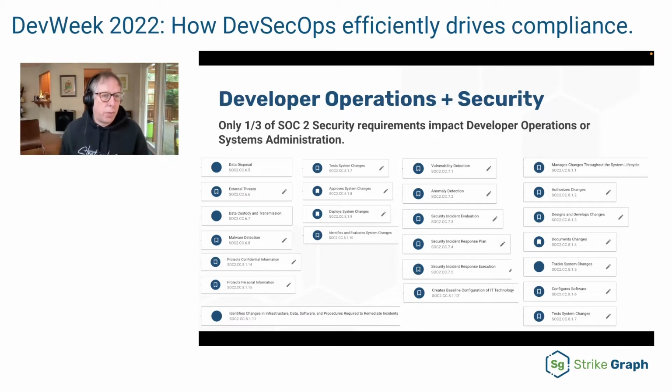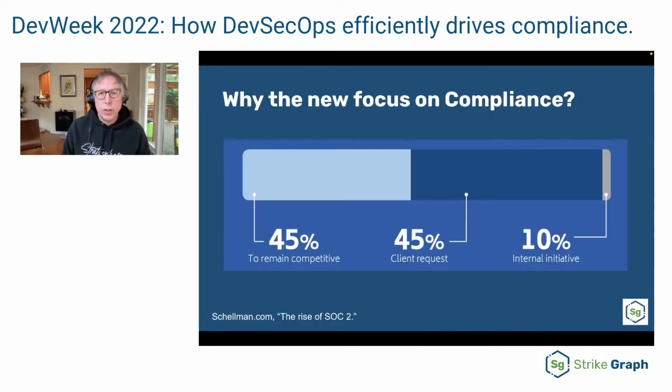This is an example that we pull from our system where we look at the types of requirements a security standard like SOC 2 will place on your developer operations. And it is things like deploying system changes, or security incident response execution, tracking system changes. This is not an all-inclusive list, but I think the really important thing to note is that between 50 and 65% of any security standard that you might be trying to meet has to deal with the larger business operation and not technology.